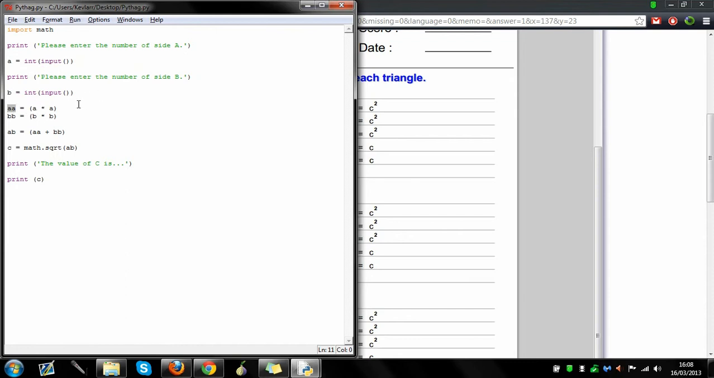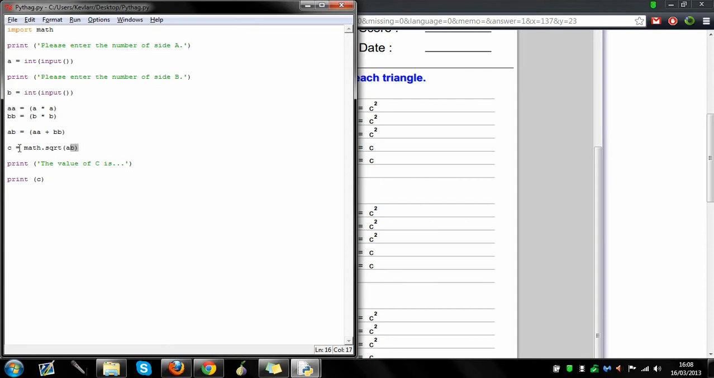So just a very easy way of putting a variable down: AA equals A times A. That'll get you A squared. And the same with B: B times B, which is B squared, and then you need to add them both together. So AB equals AA plus BB. And then C equals the square root of AB.